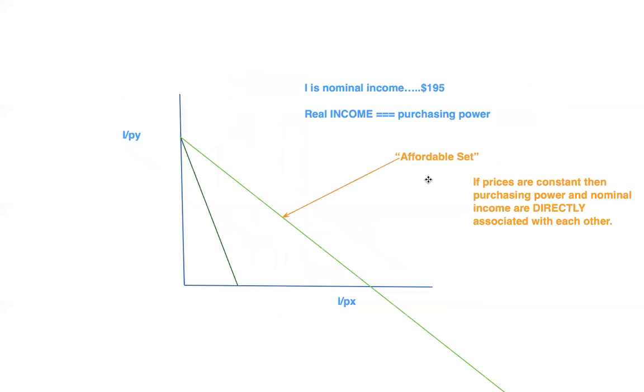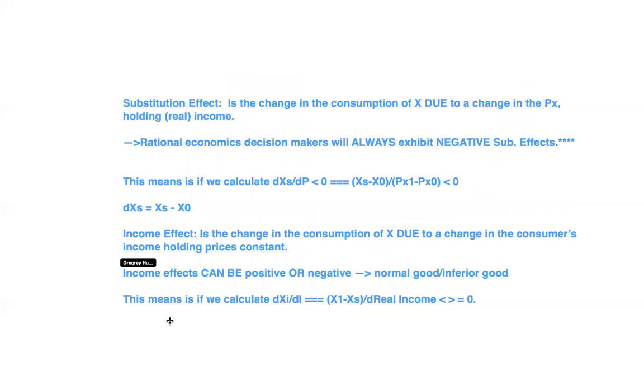So the main point is that when we say that the income effect is the impact on the consumer's purchases holding prices constant, what we really mean is holding real income constant.